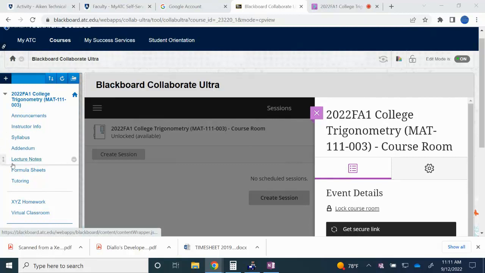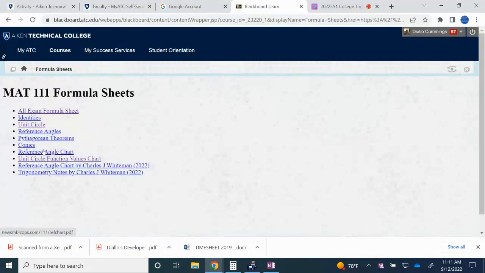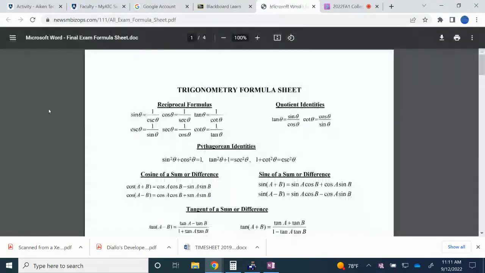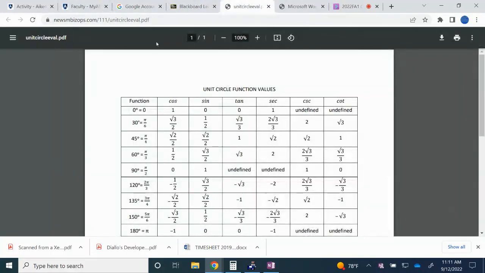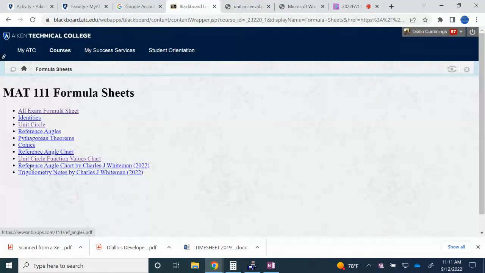When you're taking the exam, here's some things that you will need in this formula sheet section. You're going to need the all exam formula sheet. And I'm also going to bring up the unit circle function values chart. Okay. And you're also going to need the reference angle chart, either this reference angle chart or the one that was provided by Mr. Charles Whiteman from last year.